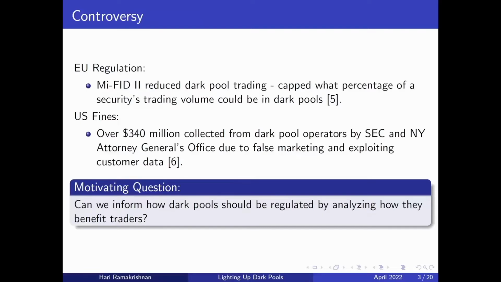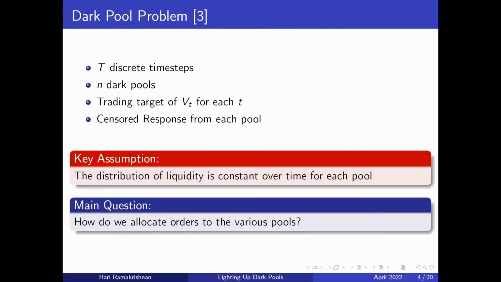So the way we're going to investigate the benefit they bring to traders is through a model called the dark pool problem, which has been introduced in previous literature. So this model that we're going to describe is a discrete time model. We have t discrete time steps. And in that, we have n different dark pools. So in each of these discrete time steps, we have some amount that we want to trade. But the question that we have is, how do we distribute our orders over these different dark pools?